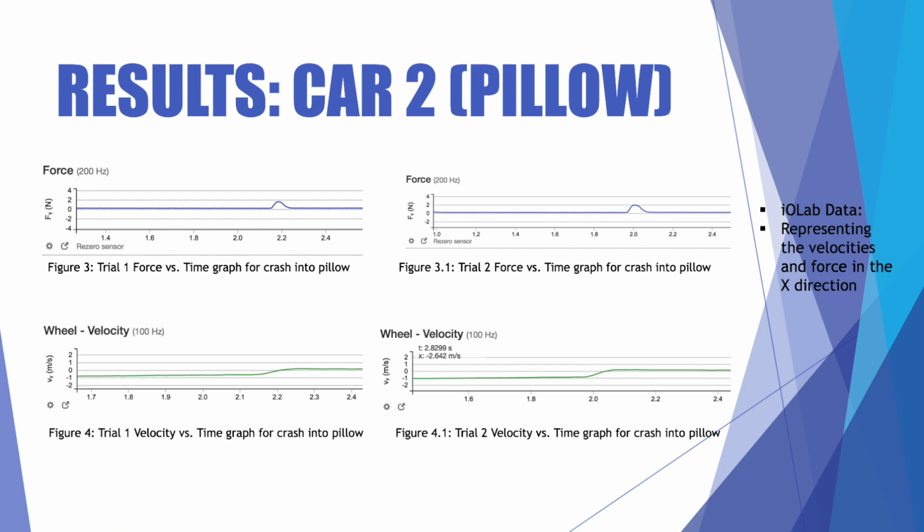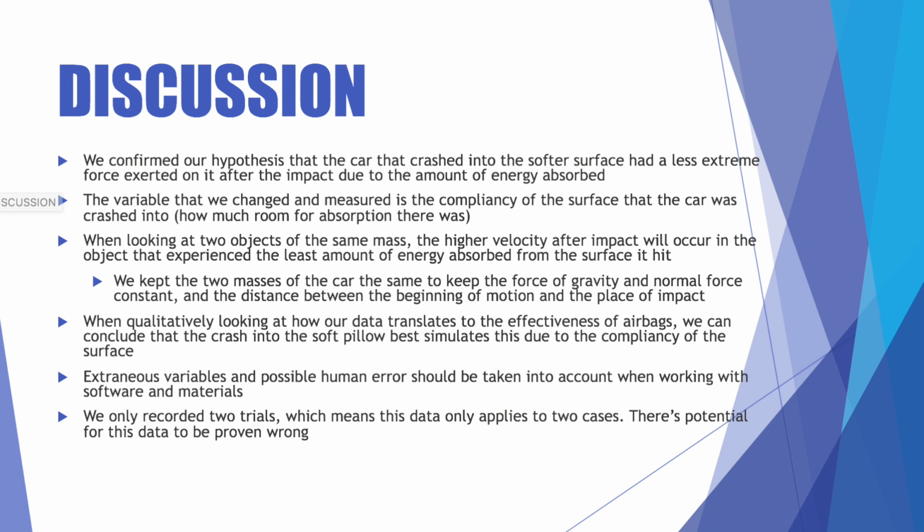You can see that the car is moving at a much higher velocity prior to the crash than it is after the crash. We confirmed our hypothesis that the car that crashed into the softer surface had a much lower force applied to it during the impact than the car that hit the wall. The variable that we changed and measured was the surface that the car crashed into, which in this case was the wall and the pillow. This showed the difference in compliancy of the two objects.